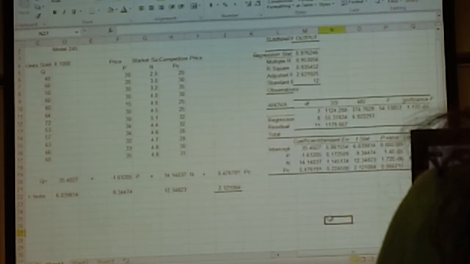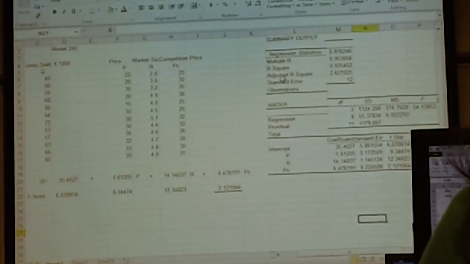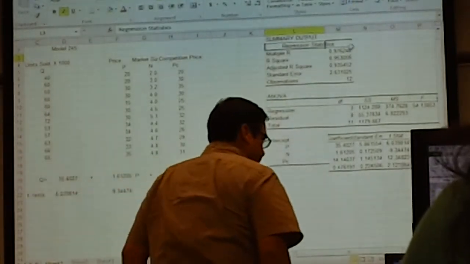Now the next thing we want to look at is the model as a whole. For that we're going to use something called the R squared, or coefficient of determination. These three are all coefficients of determination, but the one we're most interested in is adjusted R squared.